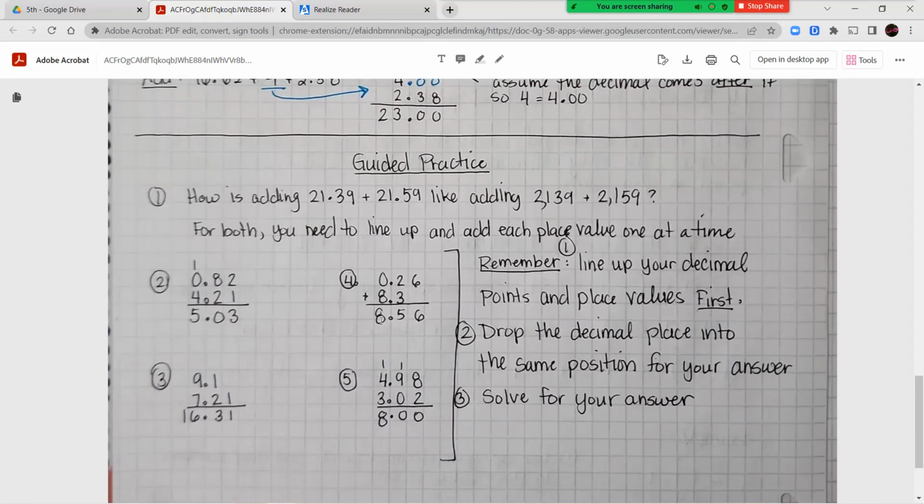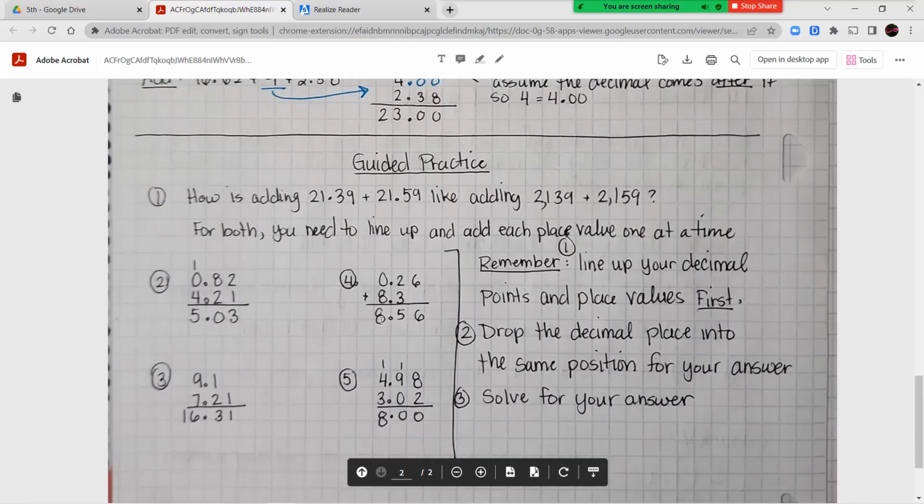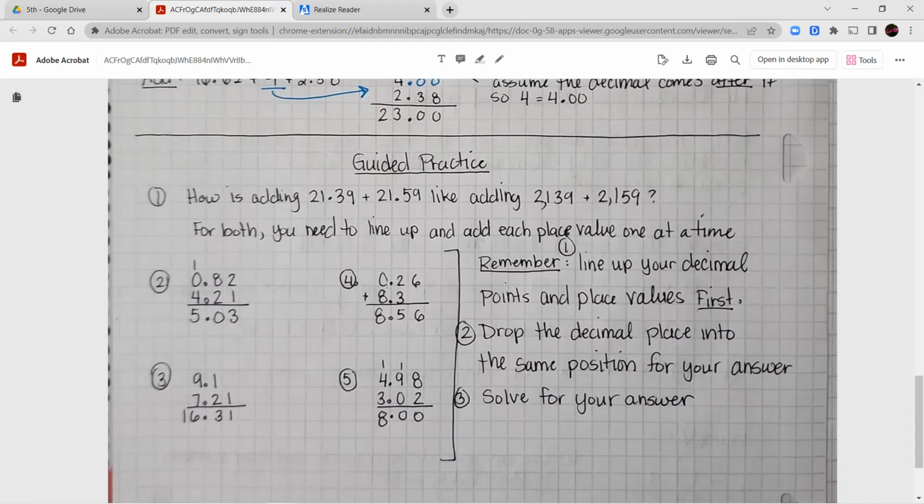For number 5, we have 4 and 98 hundredths plus 3 and 2 hundredths. 8 plus 2 is 10, so I put my 0 and I carry my 1. So 4 and 98 hundredths plus 3 and 2 hundredths gave us a total of 8. So we don't have to say the zeros or even put the zeros in our answer because they have no value after the decimal point.